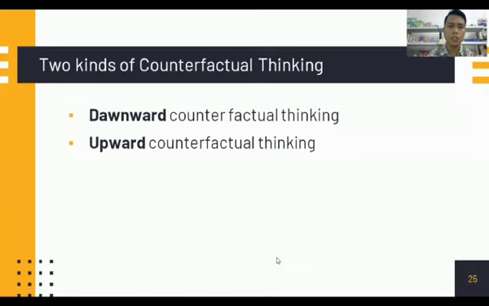Okay, the next is there are two kinds of counterfactual thinking. The first is downward counterfactual thinking, and the second is upward counterfactual thinking. Better to define. The first is, what is downward counterfactual thinking? Downward counterfactual thinking is when someone or an individual thinks that the circumstance or environment will bring a bad effect to our condition, to our situation that we have now.